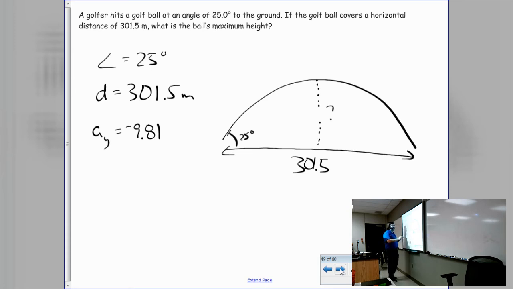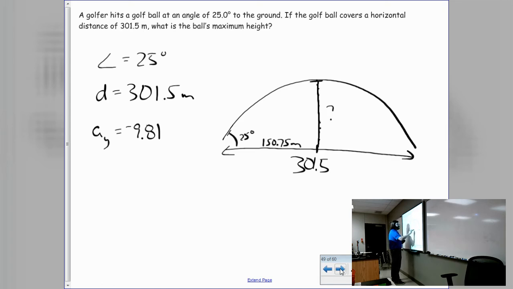So if we again divide kind of this problem in half, we can imagine that it moves 301.5 meters totally, but halfway is going to be the highest point in its motion. So half of 301.5 is 150.75. And right at that midpoint is where it's going to be at its highest motion.